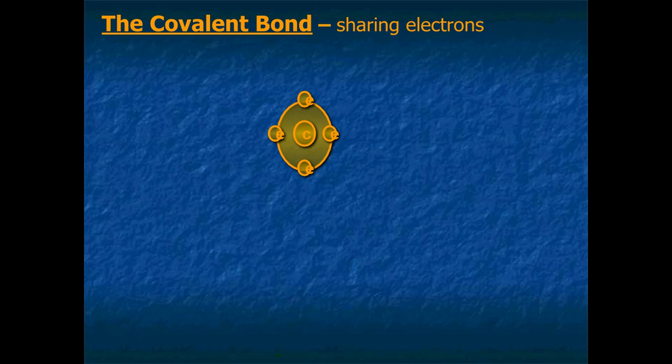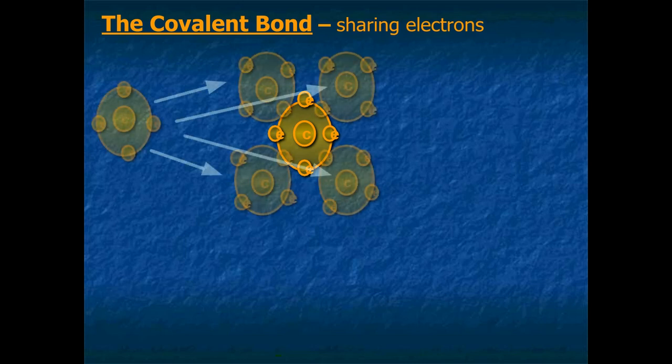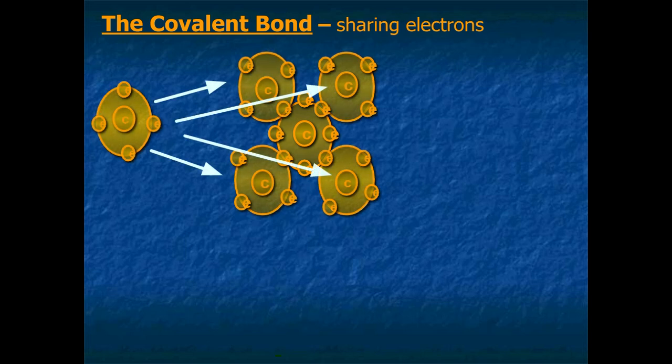So how are we going to do that? Well, nature is going to say, let's put on 4 more carbon atoms. And if we put 4 more carbon atoms, you can see that this carbon atom we started with is now satisfied. It is now sharing an additional 4 electrons, which is now making it have 8 electrons. It is now happy.